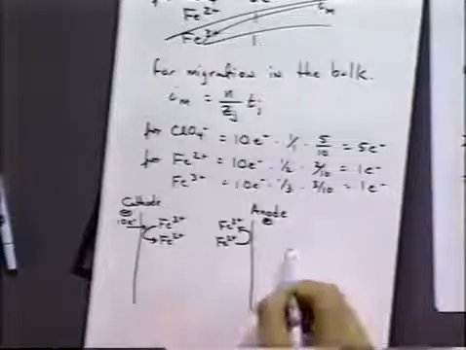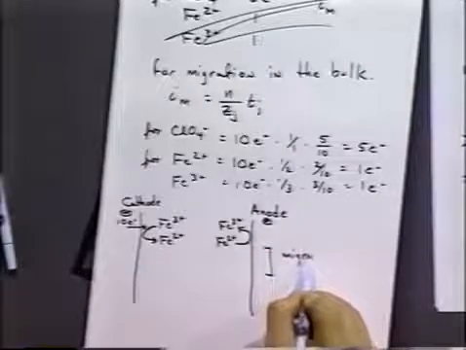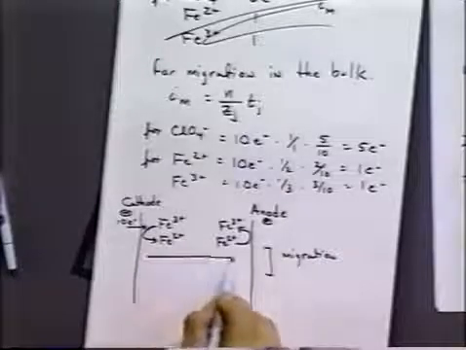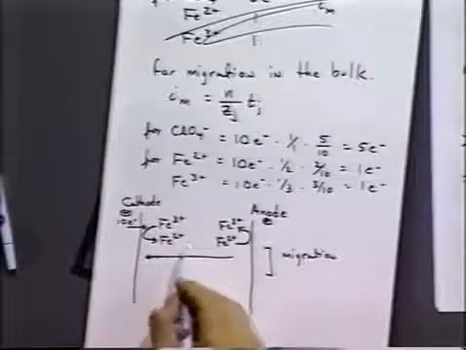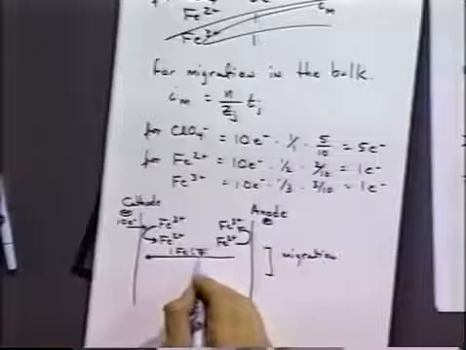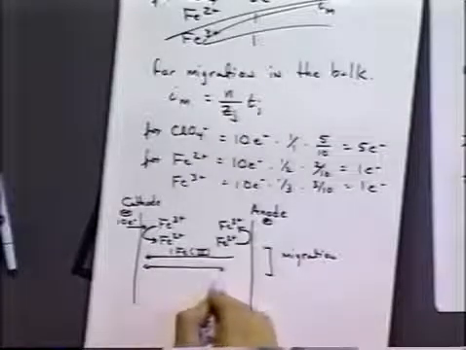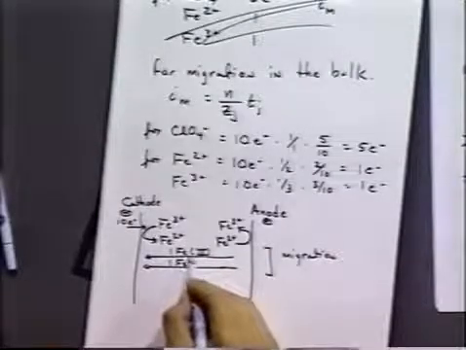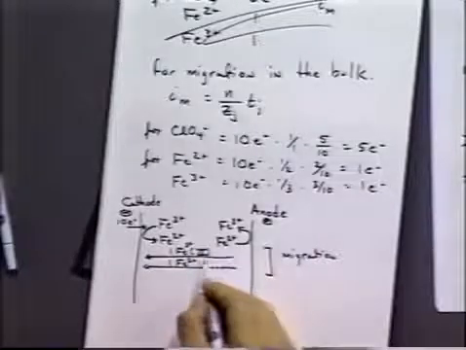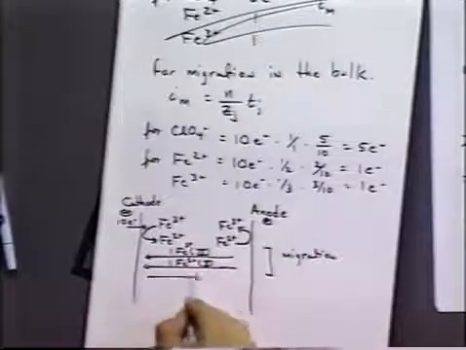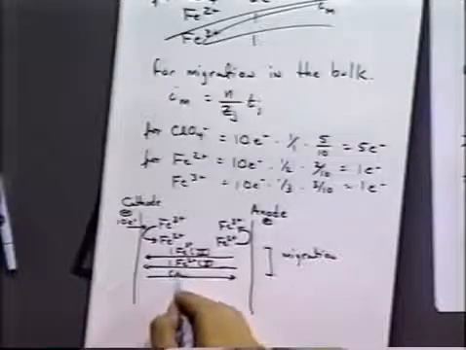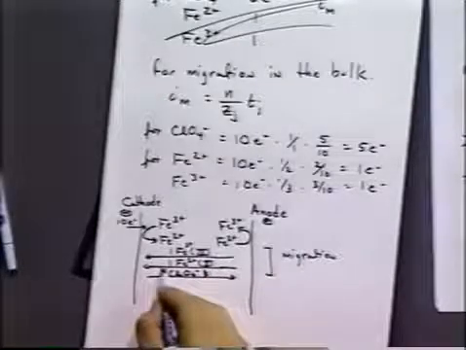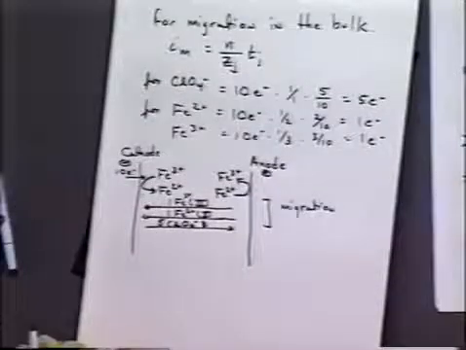So in the bulk, there's going to be a migration effect. And in order to carry that current of 10 electrons, we're going to be moving 1 by the iron 3 plus, 1 electron by the iron 2 plus, and we're going to be moving the ratio of perchlorate, we're going to be having 5 perchlorate ions moving in that particular direction.